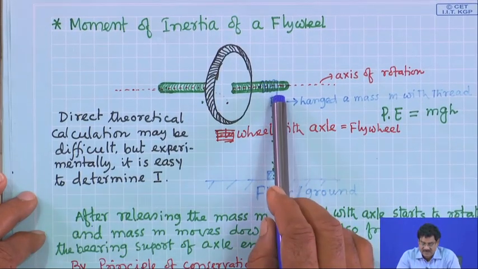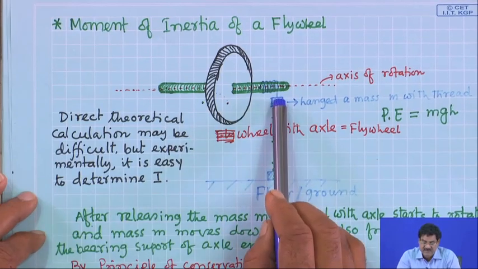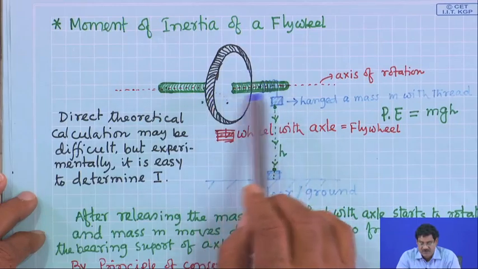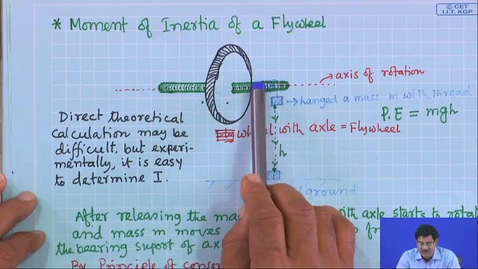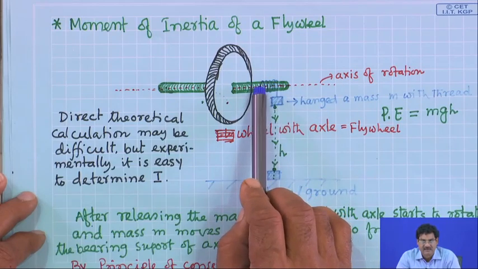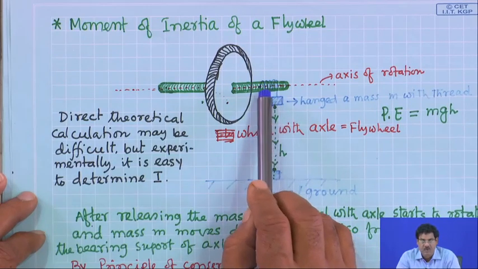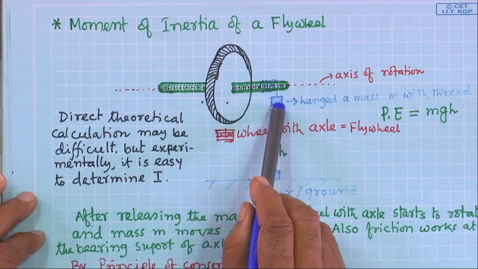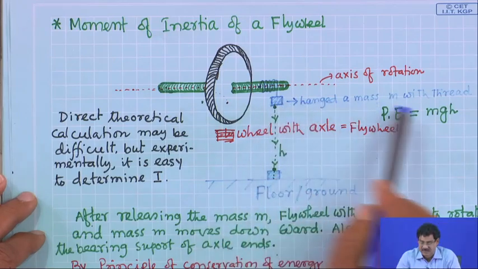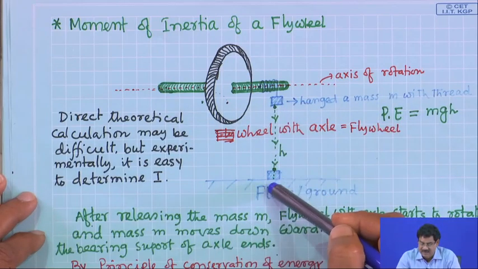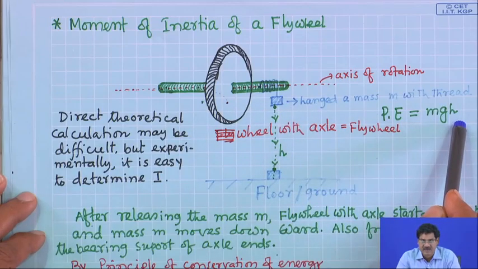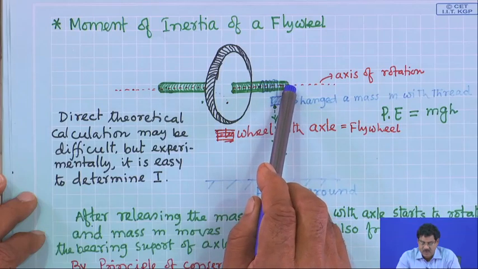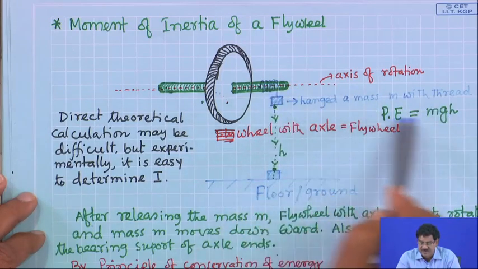This velocity is related with the angular velocity of this wheel. So, if this flywheel axle radius is r, then v will be omega r. And at this position, what is the potential energy of this mass? It is at height h, so potential energy is mgh. At the starting point, only this is the energy, potential energy.